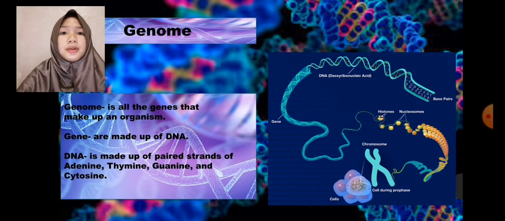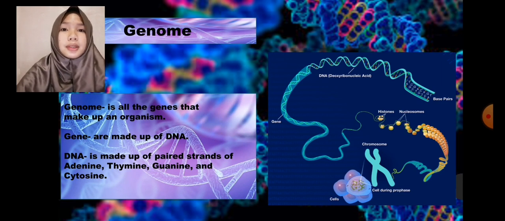So a genome is all the genes that make up an organism. Genes are made up of DNA. DNA is made up of paired strands. So all organisms have their own genome. Each genome contains the information needed to build and maintain that organism throughout its life.